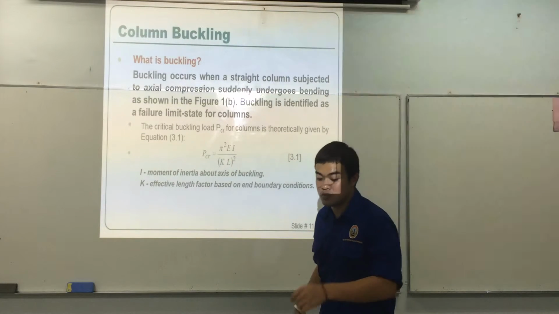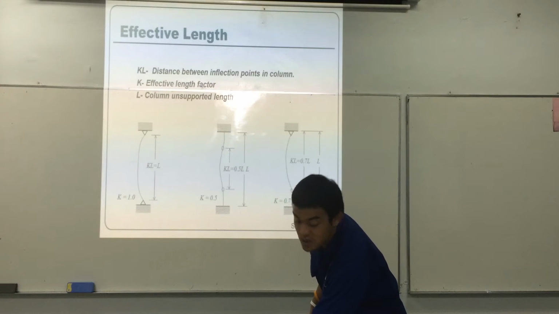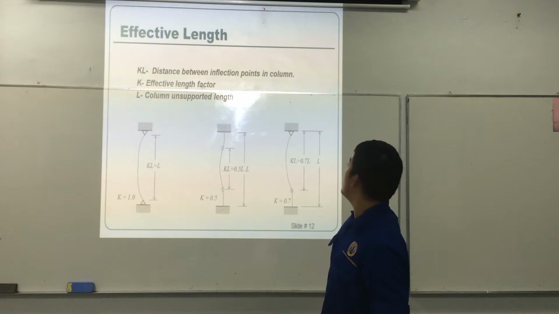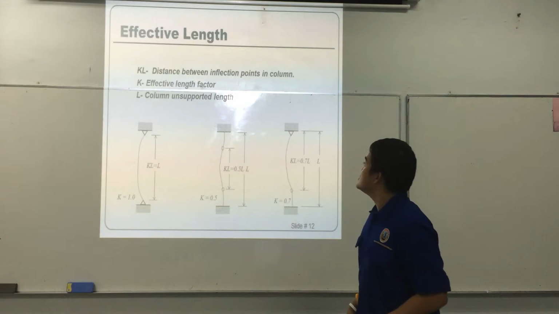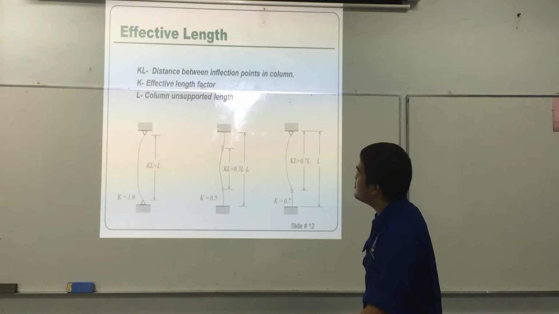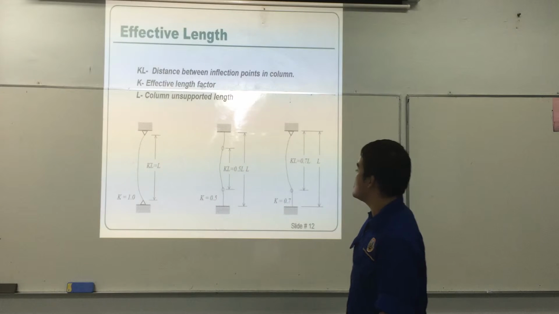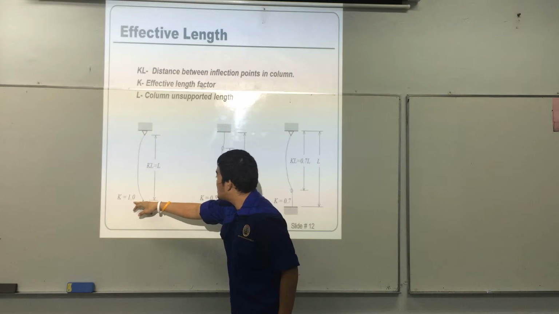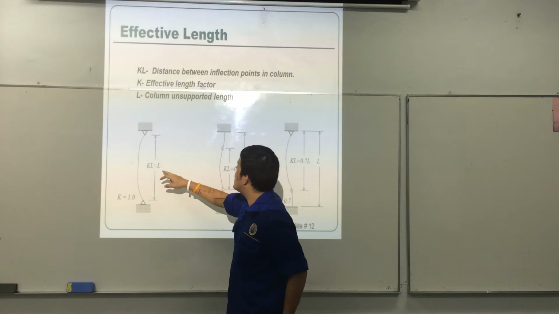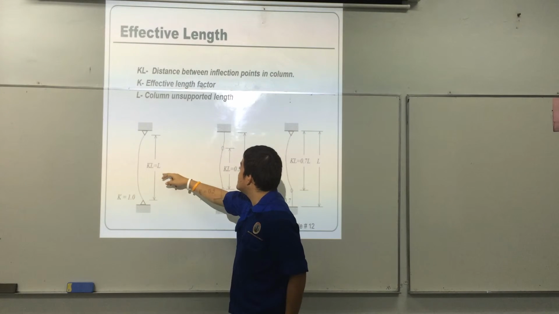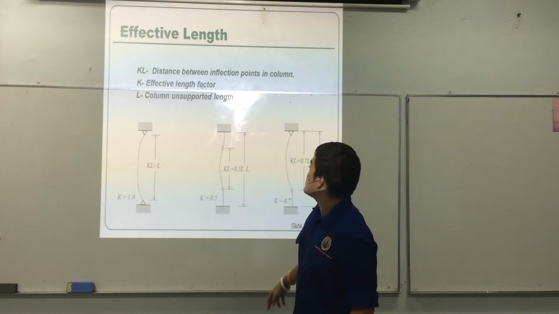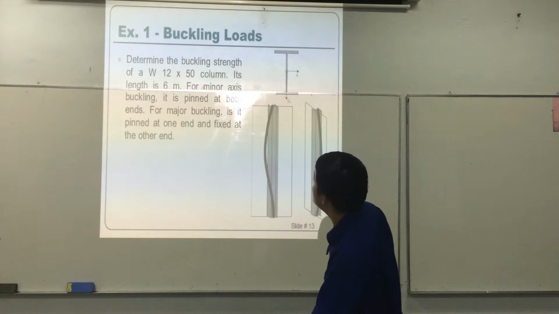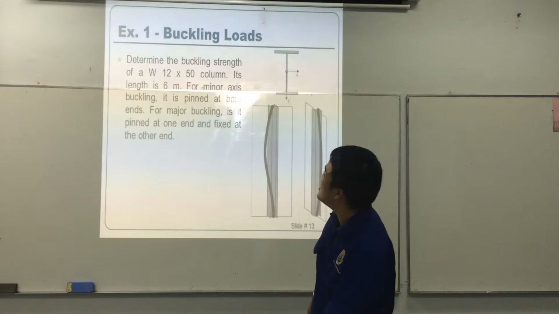This is the table we give you. KL is the distance between inflection points in the column, and K is the effective length factor. So we can see from the picture, KL depends on L, where L is the column unsupported length. Now we move on to the next example.